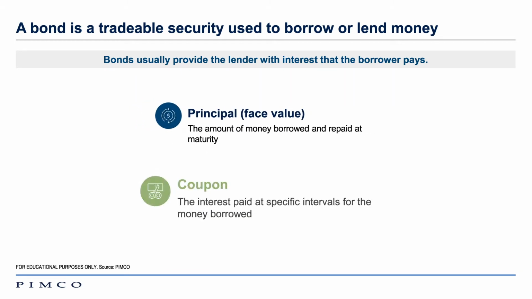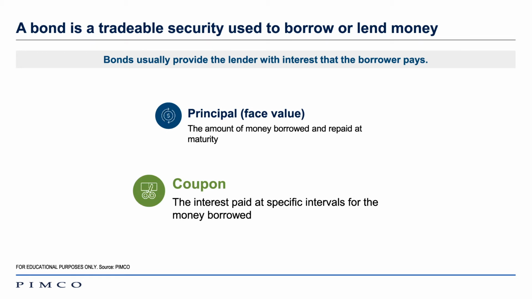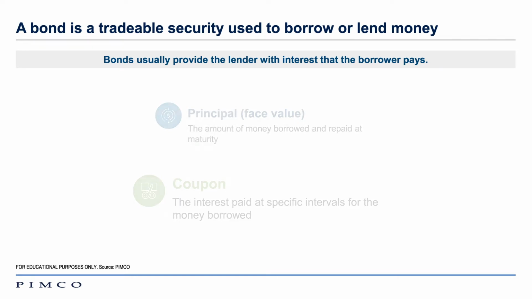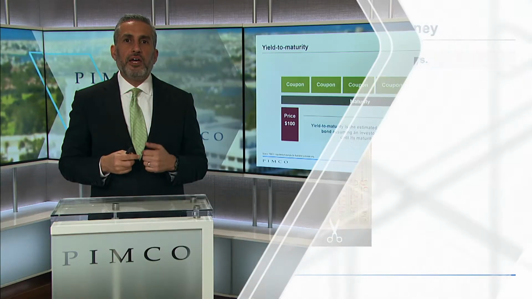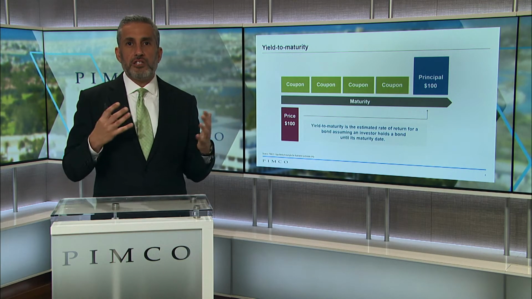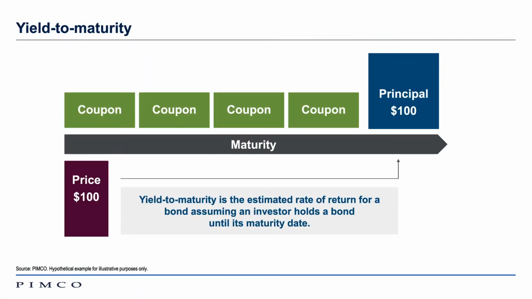The interest payment that the borrower makes, often semi-annually and expressed as a percentage of the face value, is called the coupon. The term coupon comes from the fact that years ago, investors would actually cut coupons out from a certificate that looks like this and present it to the issuer for payment. Here you see an illustration of the concepts of coupon, maturity, and principal.